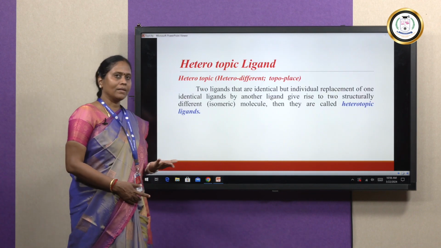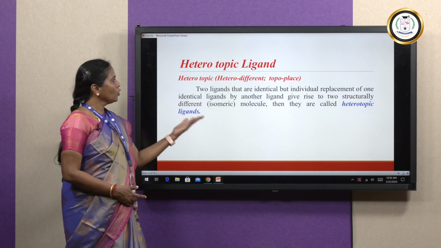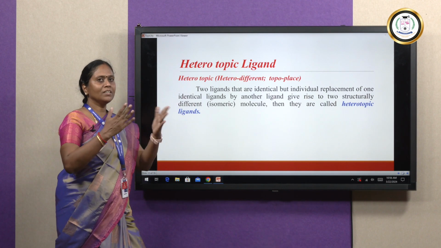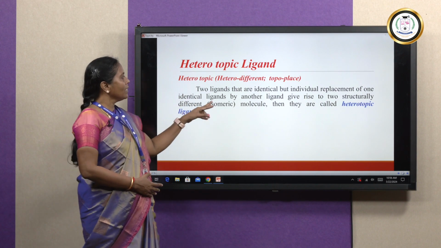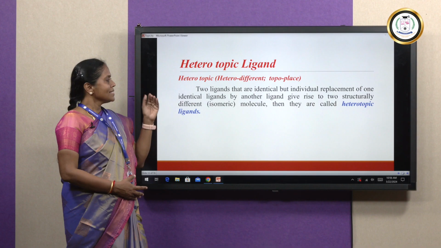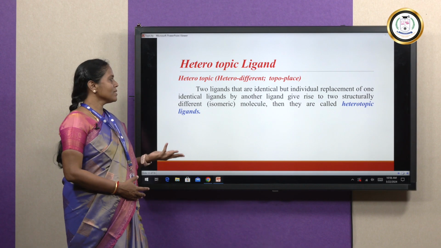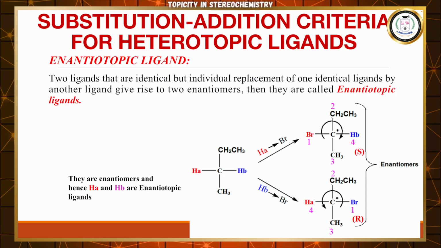What are heterotopic ligands? Hetero means different, topo means place. So, they will have different positions in the molecule. Two ligands that are identical, but individual replacement of one identical ligand by another ligand gives rise to structurally different, that is isomeric structures, are called heterotopic ligands. To find out the heterotopic ligands, we use the substitution addition criteria.